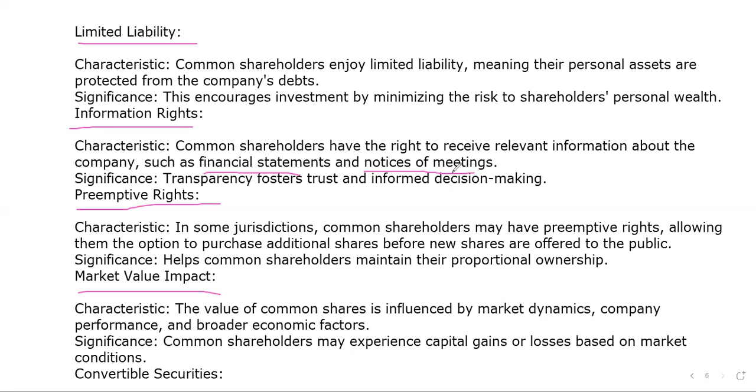They also have what we call preemptive rights. In some jurisdictions, shareholders may have preemptive rights, which allow them to purchase additional shares before new shares are offered. So each time a company is growing, they issue new shares. And the first people to be prioritized are the existing ordinary shareholders. So it helps the common stockholders get the first chance to hold a large proportion of shareholding before the market is allowed.